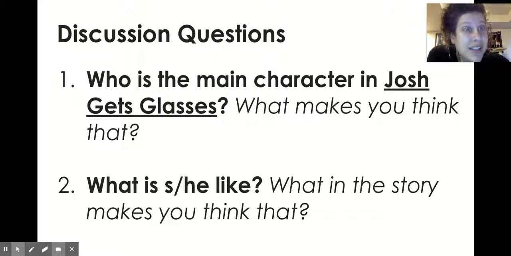He trusts the eye doctor when the eye doctor tells him that he'll still make friends and lots of people have glasses. He trusts her. Says, I think you're right. I think getting glasses is going to be a good thing. So we could describe those are some of his character traits. He's a little nervous, but he's also trusting.